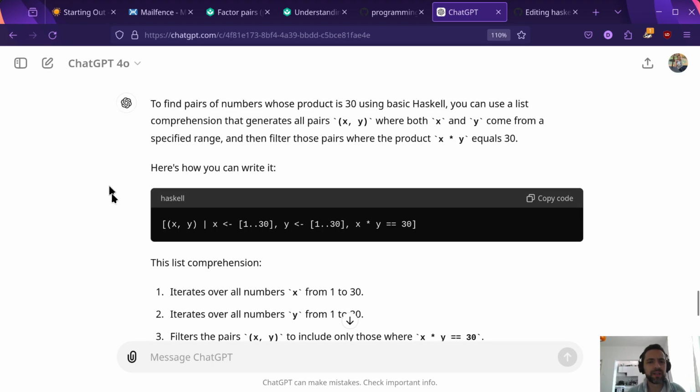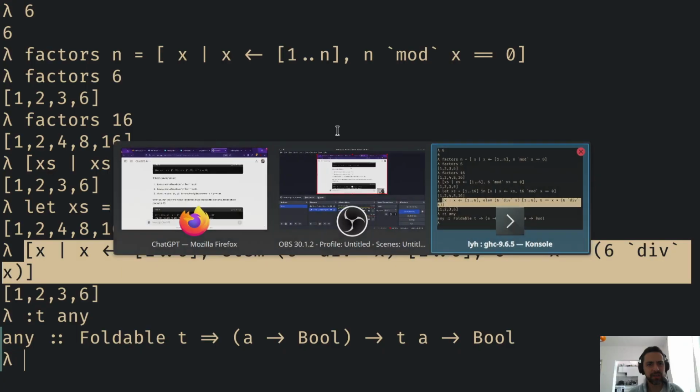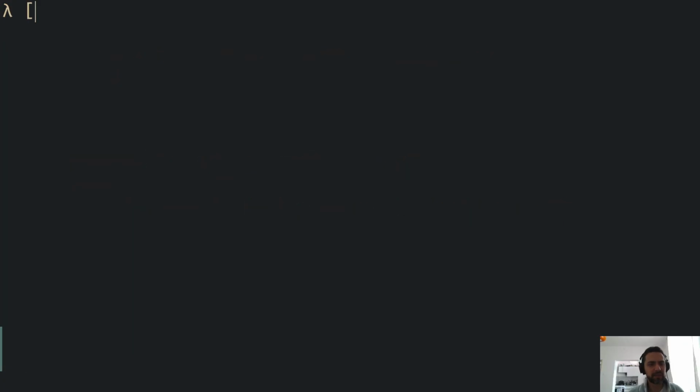Here's how you can write it. x, y, x from 1 to 30, y from 1 to 30, x times y is... What does it have? Oh, wow. This is interesting. I didn't even know this.